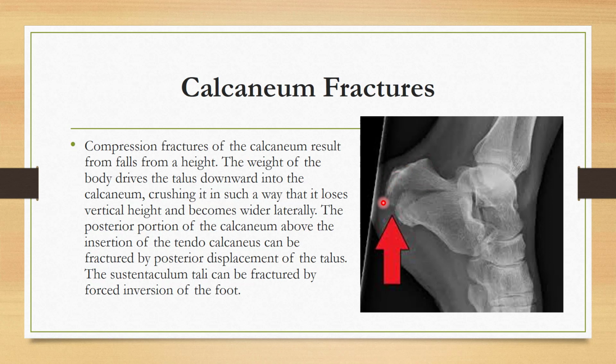See here, this is the posterior surface of the calcaneum. This is the upper part of the posterior surface, this is the middle part, and this is the inferior part. The tendocalcaneum is attached to the middle part of the posterior surface of the calcaneum. So the posterior portion of the calcaneum above this tendo Achilles can be fractured by the posterior displacement of the talus bone.